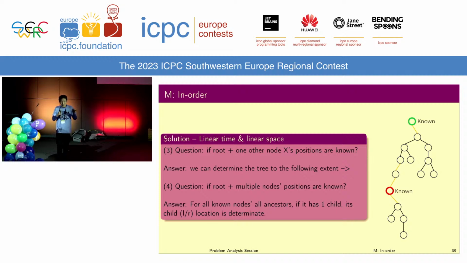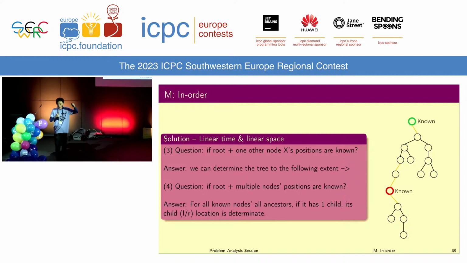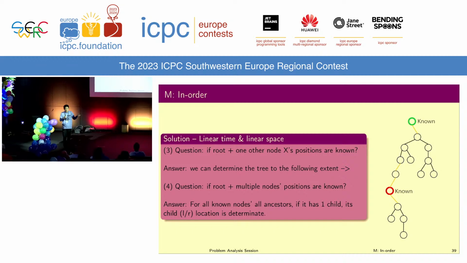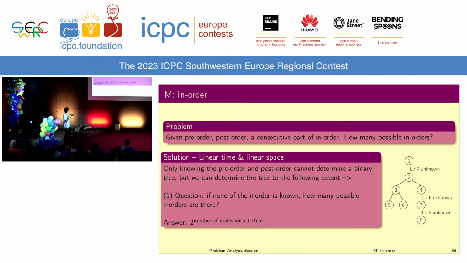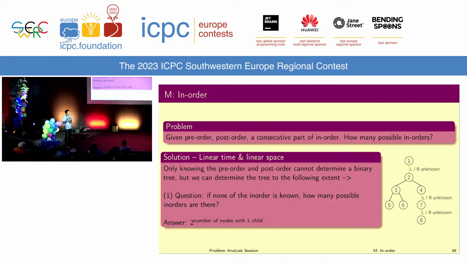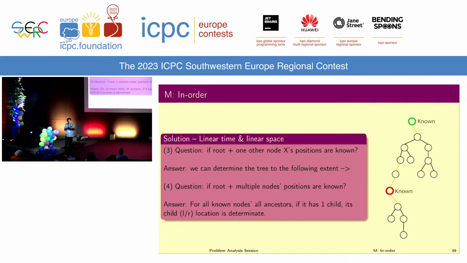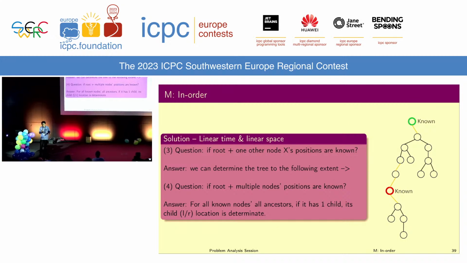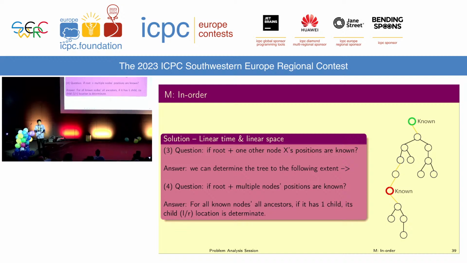So in this case, if a few nodes in order are known, including the root, then all their ancestors and themselves have left and right positions known. Then you can do some subtraction here: 2 to the power of the number of nodes with one child, minus these cells. So until the 4th subtask, we discussed the situation where the root is included in the known nodes.